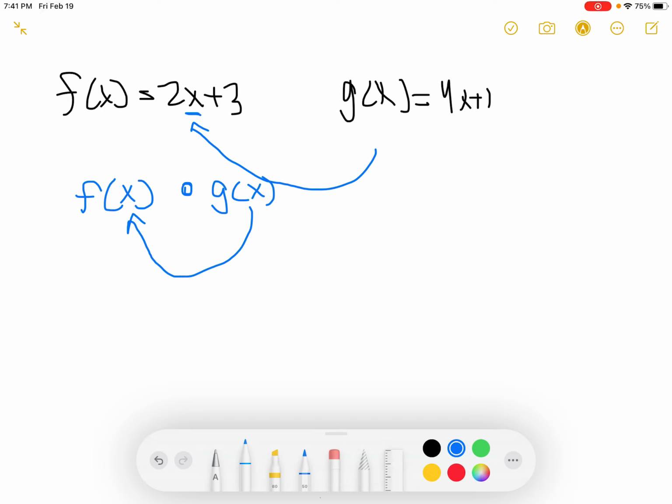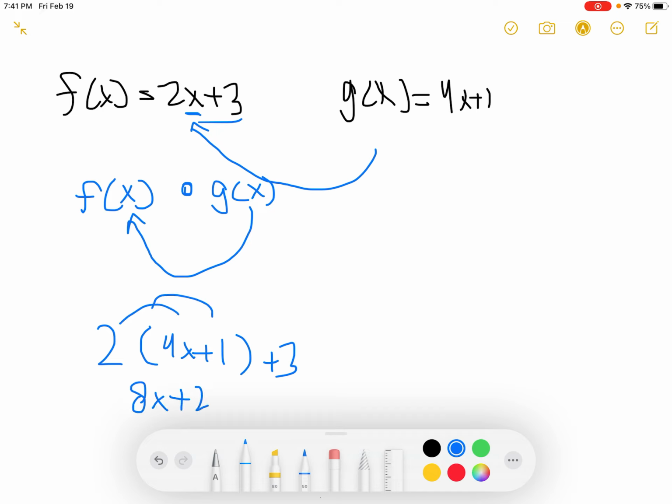That's all that means. So we do 2 times, so we need to substitute in for x, 4x plus 1, that's right here, and then plus 3. You would then distribute, and we get 8x plus 2 plus 3, and then we get 8x plus 5. So that's all that is. That's what that means, okay? So that's pretty simple. Hopefully that made sense.